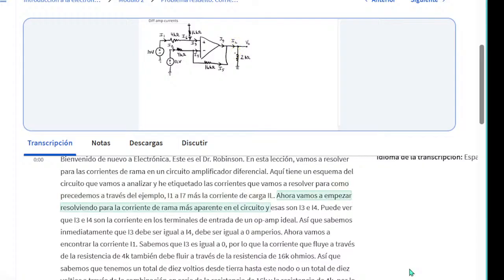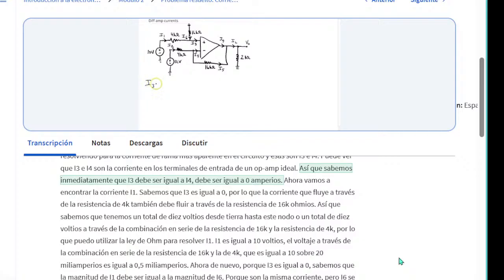Now let's begin by solving for the most apparent branch currents in the circuit, and those are I3 and I4. You can see that I3 and I4 are the currents into the input terminals of an ideal op-amp. So we know immediately that I3 must equal I4, must equal 0 amps. Now let's find the current I1.